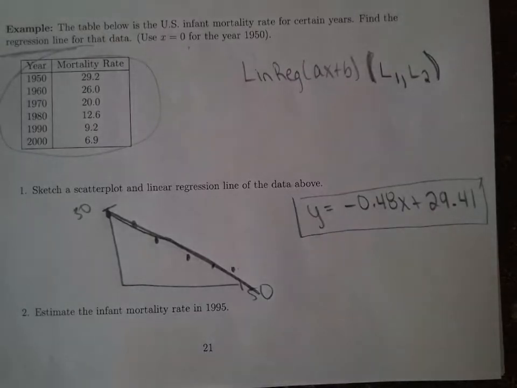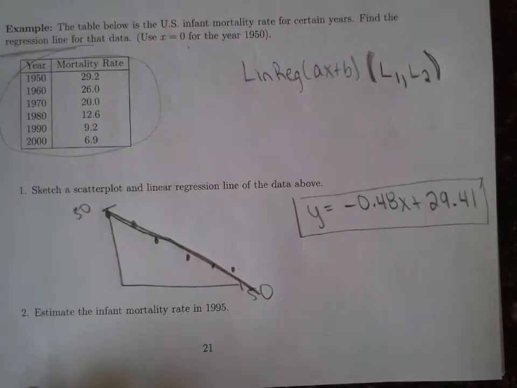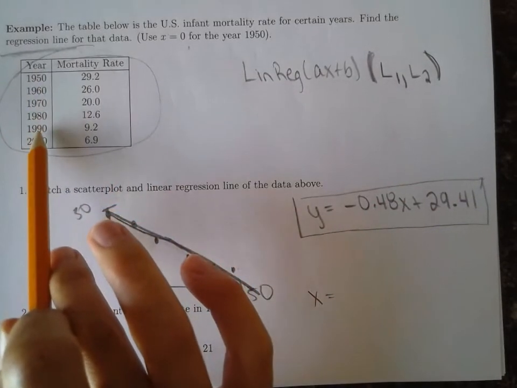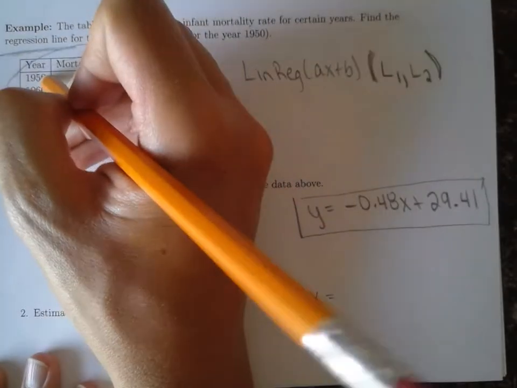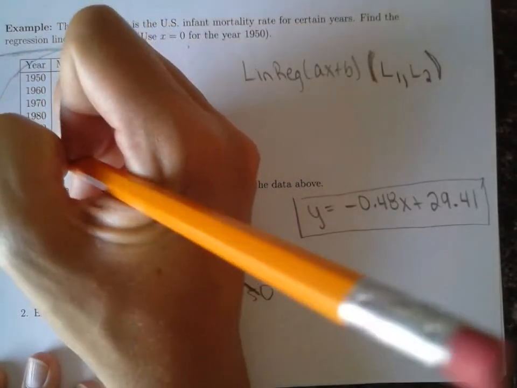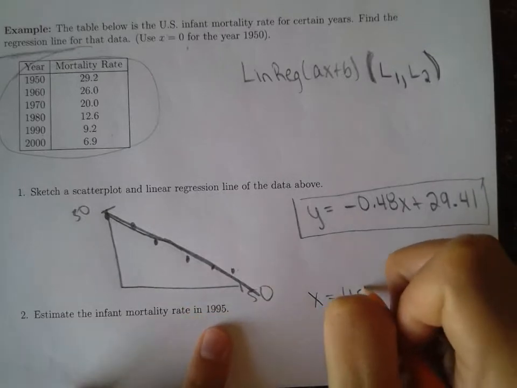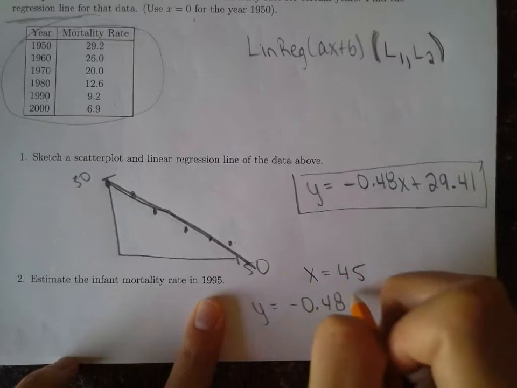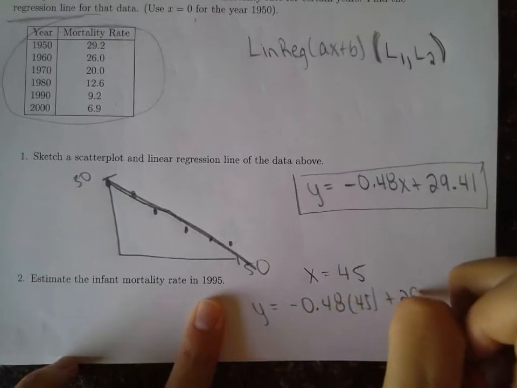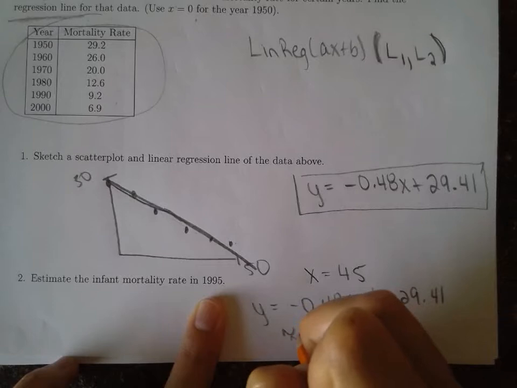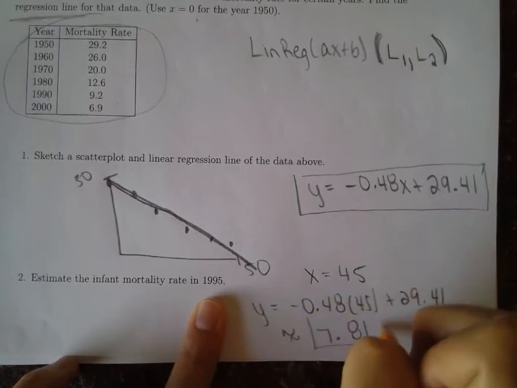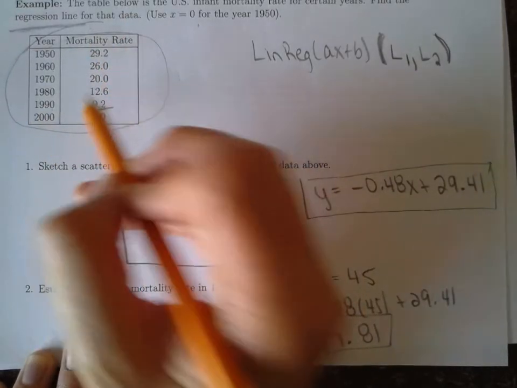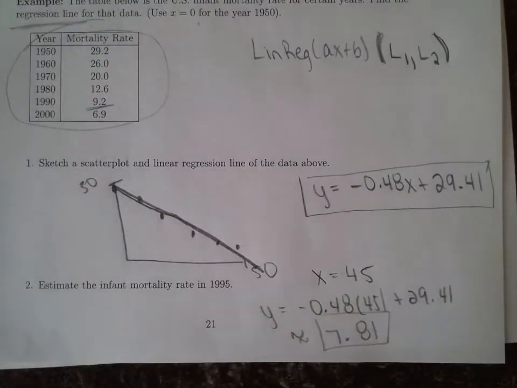Then number 2 says estimate the infant mortality rate in 1995. So that would be x equals, 90 was 0, 10, 20, 30, 40, so x would be 45 since it was 95. We're just going to put y equals negative 0.48 times 45 plus 29.41. You should get about 7.81 here. So 1995, about here, 7.81, which looks pretty accurate.